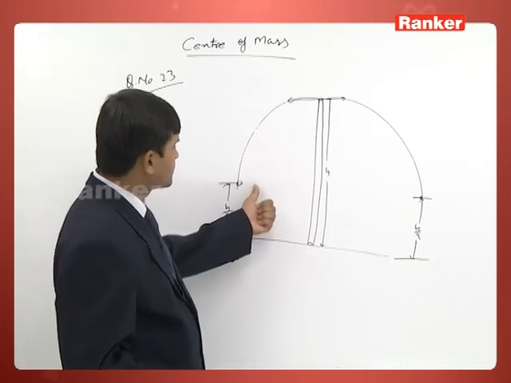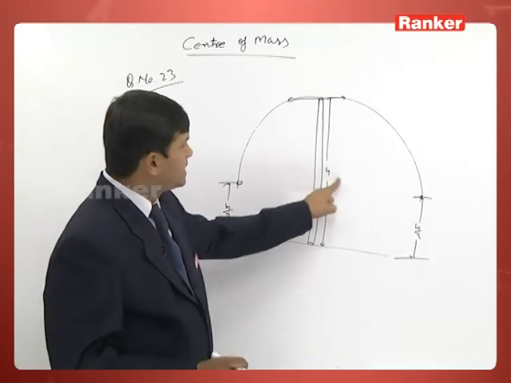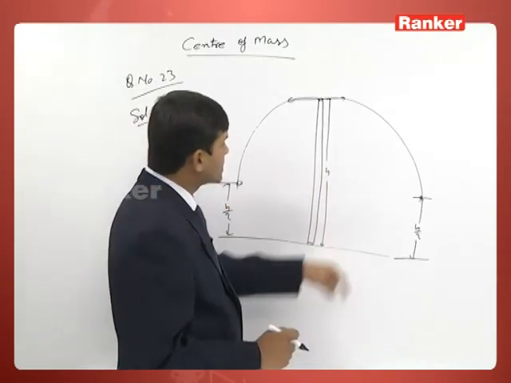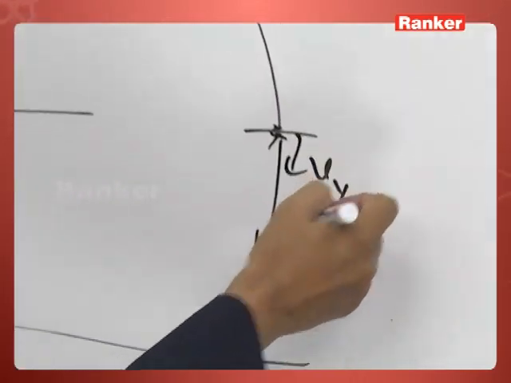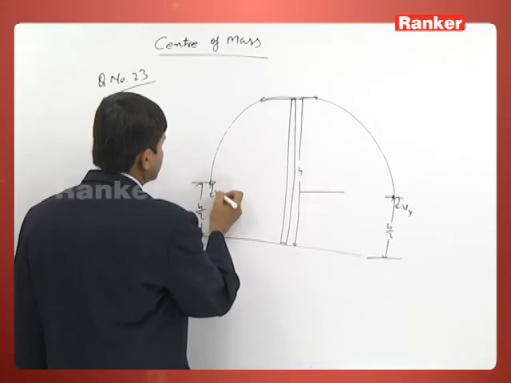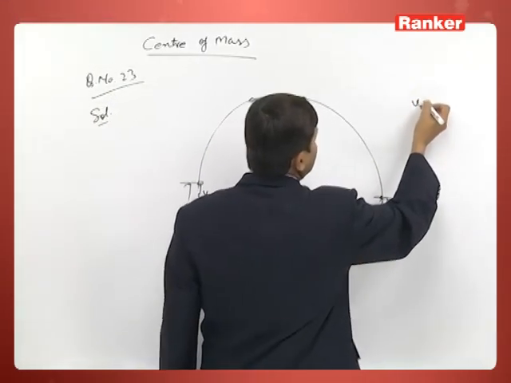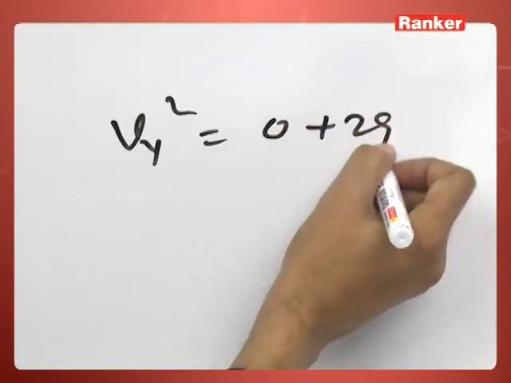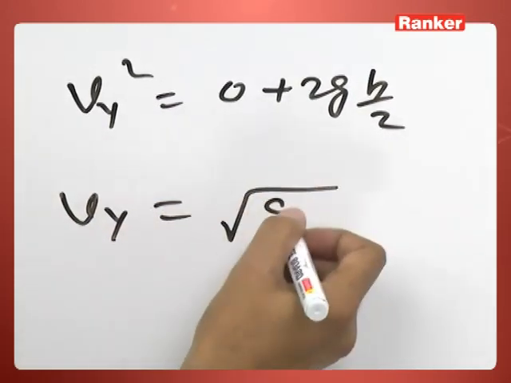See, the horizontal velocity will remain the same, but these are in opposite directions, so there is no change. So whatever the height it has fallen, we can calculate the vertical velocity Vy. So Vy square is your initial velocity 0 plus 2g h by 2. So Vy is root gh.